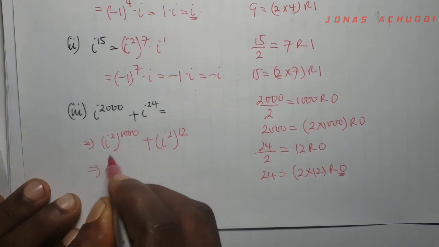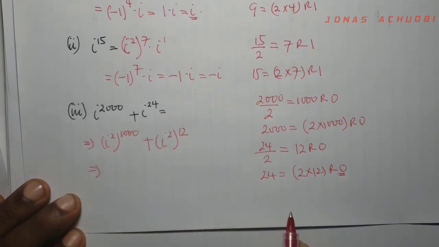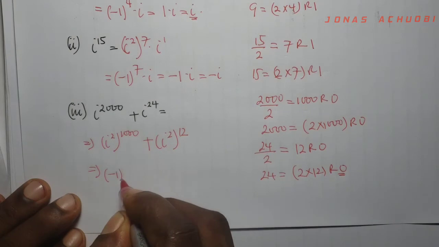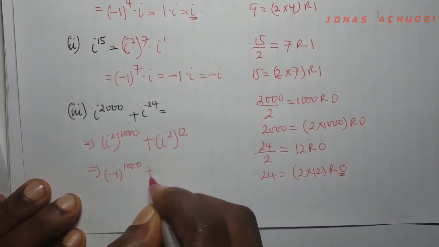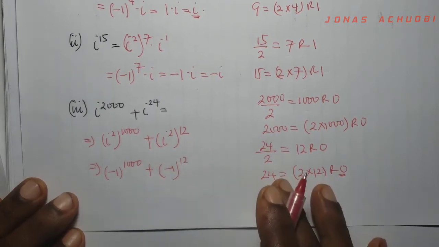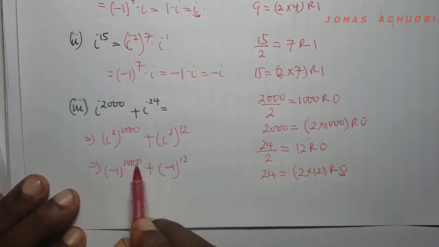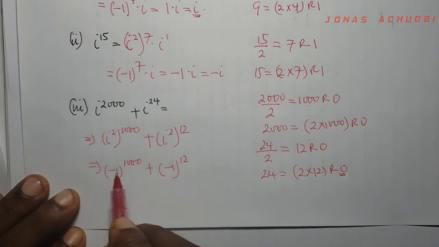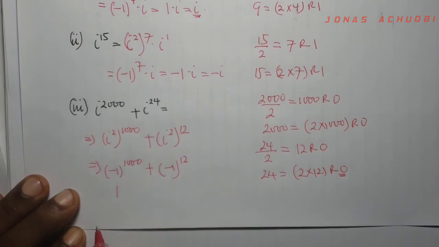We know already that i squared is minus 1. So i squared is minus 1 raised to the power 1000, plus our i squared again is minus 1 raised to the power 12. Now I had said already that 1000 is an even number. So minus 1 raised to the power 1000 is 1.